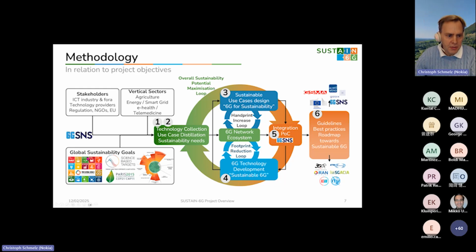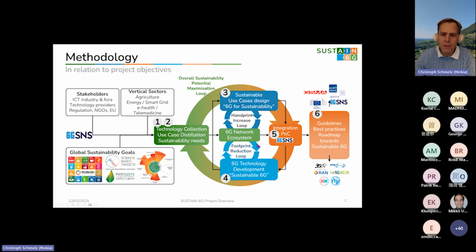These initial steps, like the analysis on what's on the table, analyzing the state of the art, doing the technology collection, distilling the use cases, not only ours, but also looking what else is on the table here, identifying the sustainability needs from the different stakeholders, from the different sources. So this will be the key part, the initial step of the project, and this is where we have already started with.